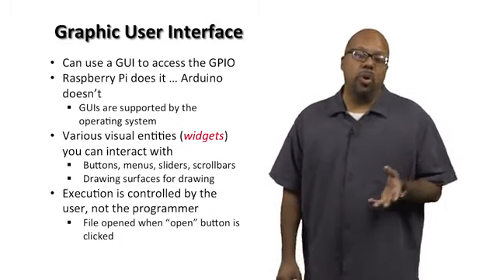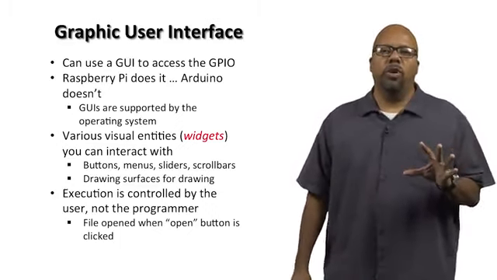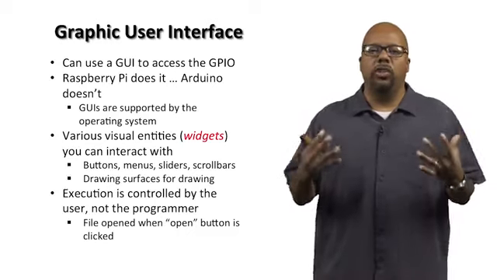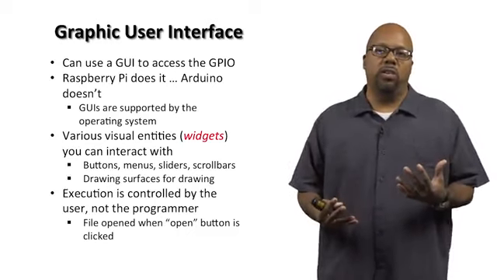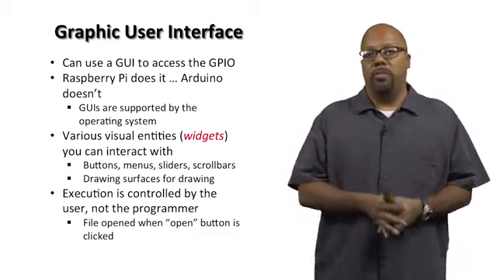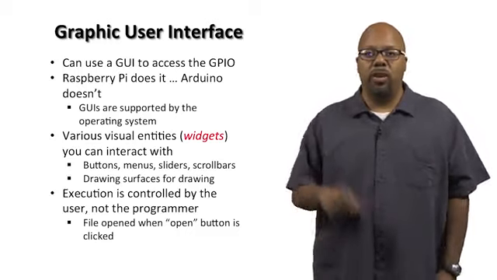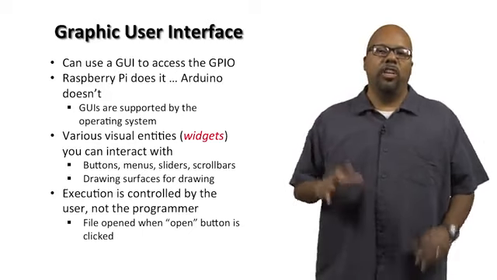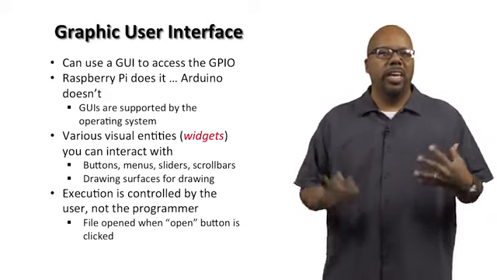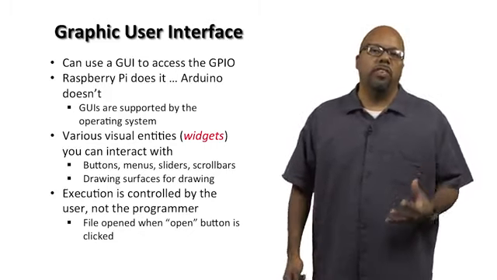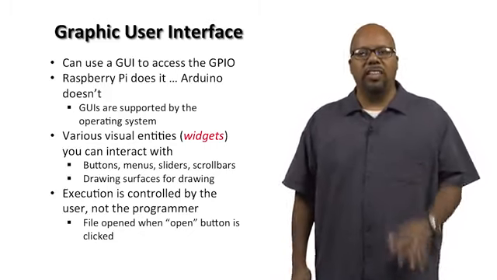That actually makes coding somewhat harder for the programmer because you can't predict the control flow sequence as well. Maybe the user is going to press this button 100 times. You don't know what random sequence they're going to press, and you have to accommodate all possible sequences. So in general, it makes programming more difficult, but you get a graphic user interface, and that's a good thing.